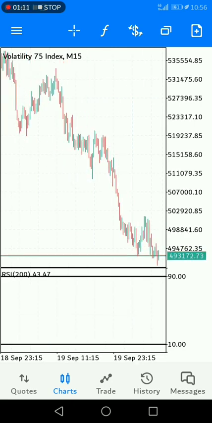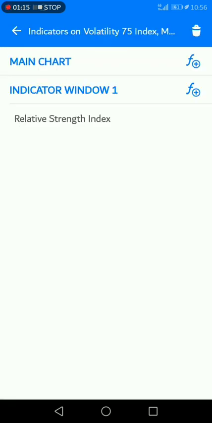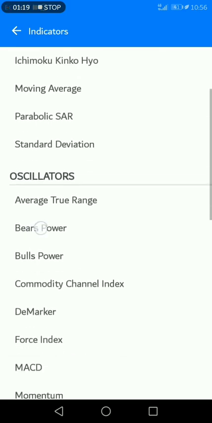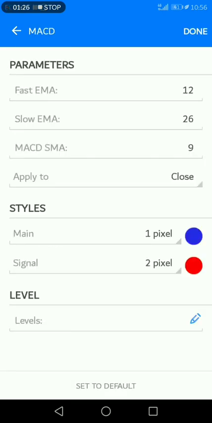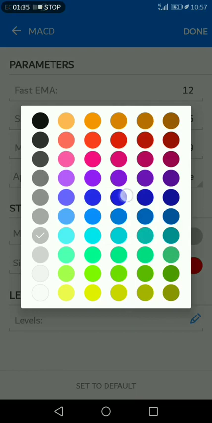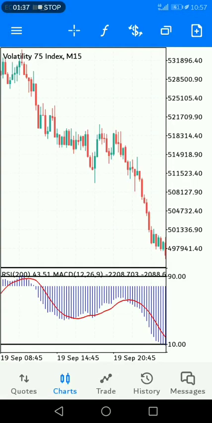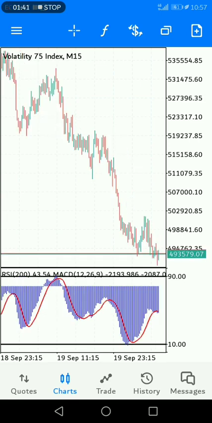So what you want to do here is go back to the window of indicators and go to indicator window 1. Now you want to click on the MACD, moving average convergence divergence. Click on there and make sure everything is on default. Don't change anything. You can just come here and click set to default. I'm just going to change the color to blue, and then click done. Now I will have my MACD on top of the RSI, right? On top of the RSI.